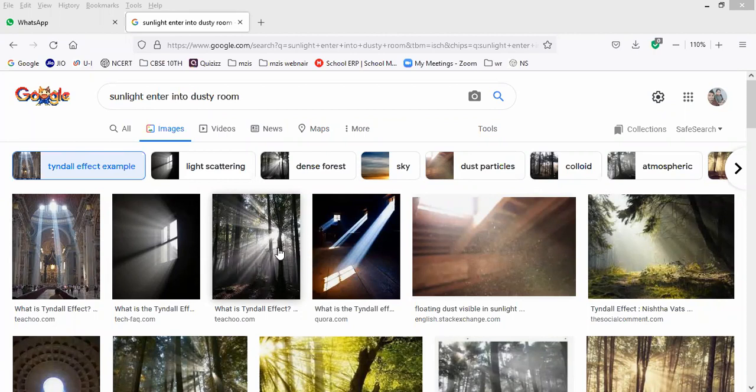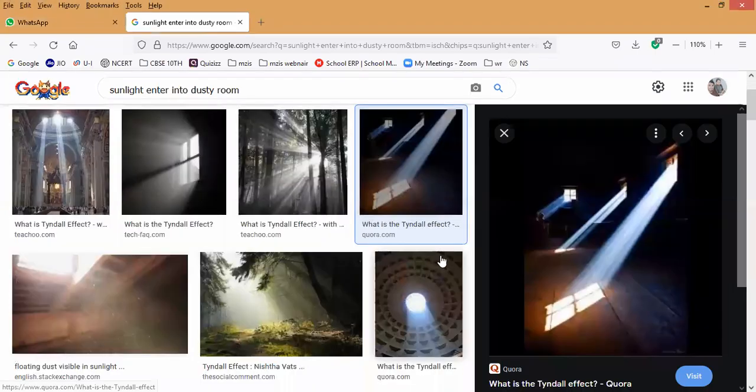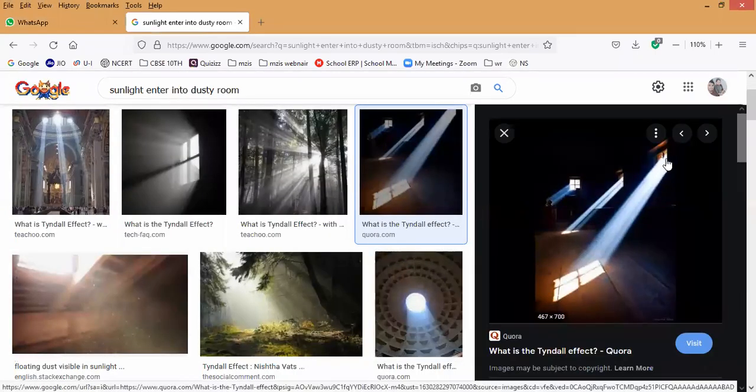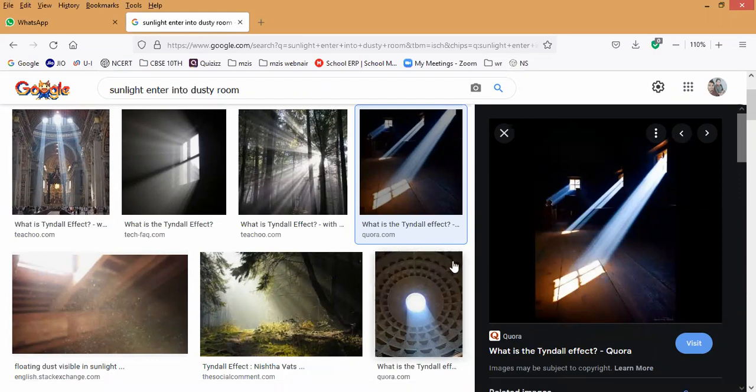Like forest, yes, it is okay. Forest, it is in our class 9th also. I am just saying, you can see the sunlight enters into dusty rooms through a window or somewhere. For example, you can observe in this picture, the light is coming through the window. Now we are able to see the clear path of the light. Have you noticed it?